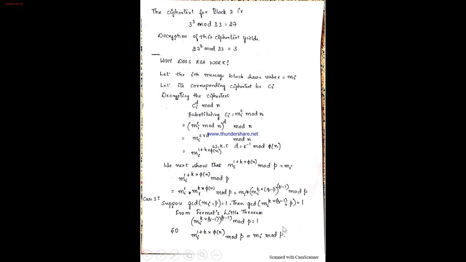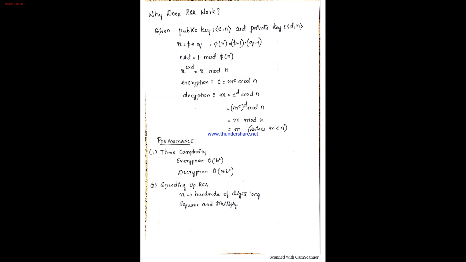This is a very long procedure to prove that decryption will result in the actual message. For you guys, even this is more than enough to understand how we actually get back our message. Once we understand the concept of RSA, its operation, and why exactly RSA works, the next obvious question is to think about its performance.